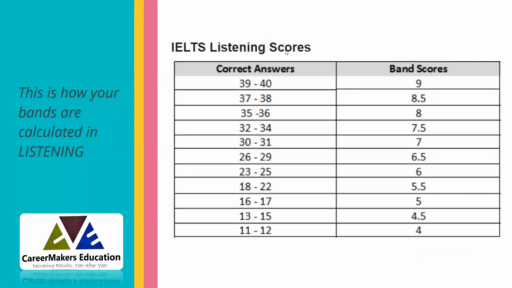You can see that if you are looking for band 8, then the requirement for correct answers will be 35 to 36. This is the band score based on the number of correct answers for listening, which is the same for both academic and general training students.